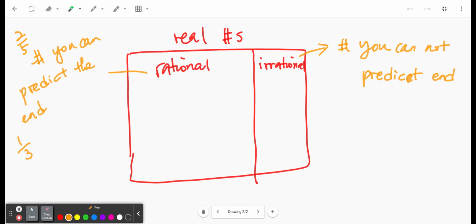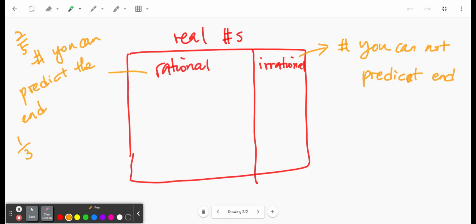Another example: 1/3. Put 1/3 in the calculator, 1 divided by 3. So what's the decimal of 1/3? 0.3333 infinite 3s, right? Can you predict the end of that number? The end is a 3, right? So you can predict the end of that number, so it's rational.